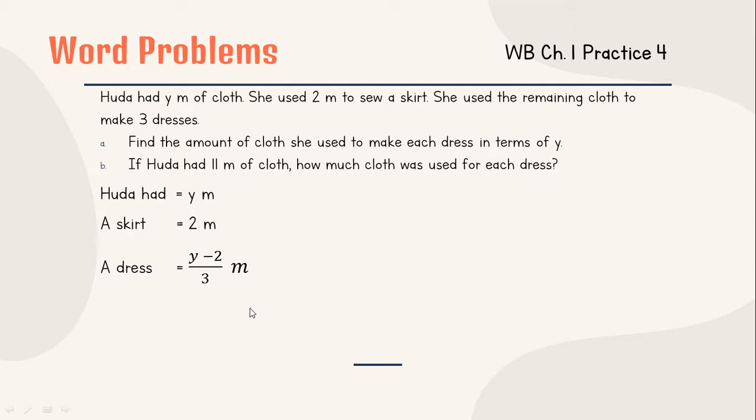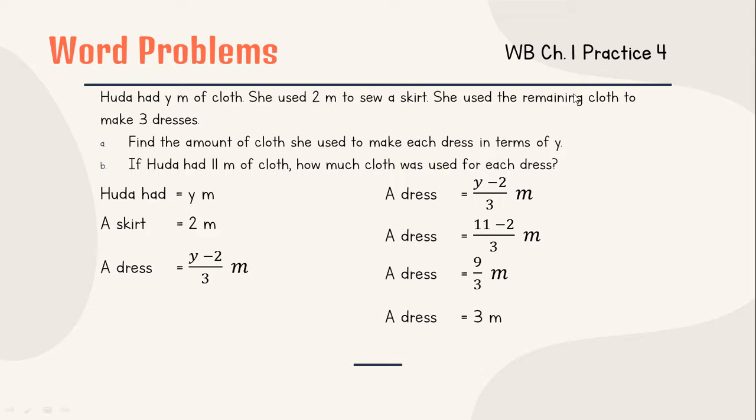And then B. If Huda had 11 meters of cloth, how much cloth was used for each dress? So a dress is Y minus 2 per 3. And now we have this condition that Y equals 11. So 11 minus 2 divided by 3 equals 3 meters. So each dress will use 3 meters.